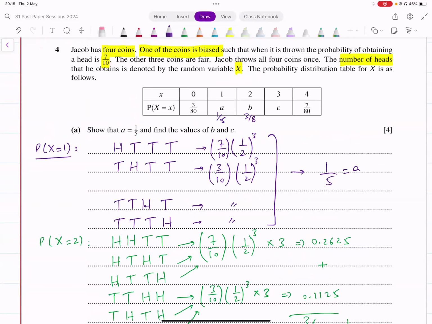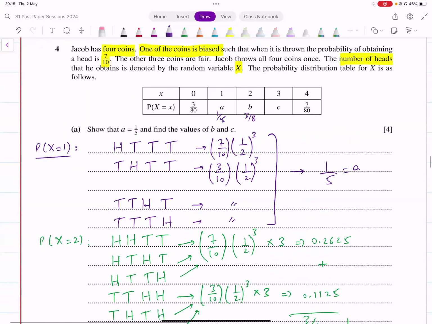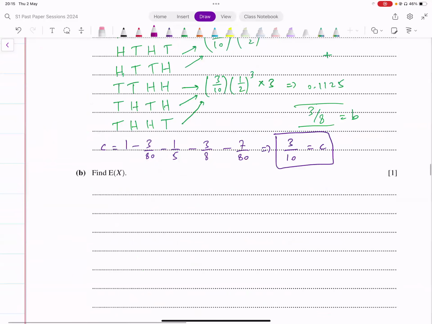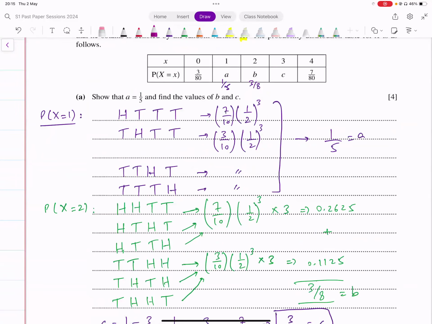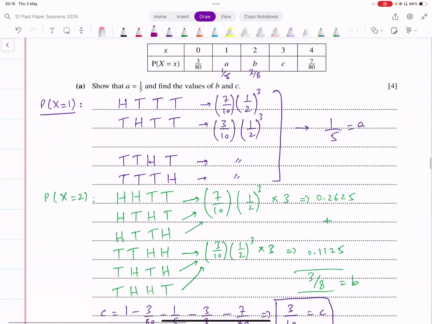Now we need to find the expected value of x. How do you do that? For this, you just have to use the formula sigma xp. I'm sure you can all do that. Right? This part is straightforward. Expected value of x is just sigma xp. You can evaluate this. You've got the probabilities, you've got the values of x, multiply them together, then add them up together, you will get the result. Okay, what's the result for expected value of x?